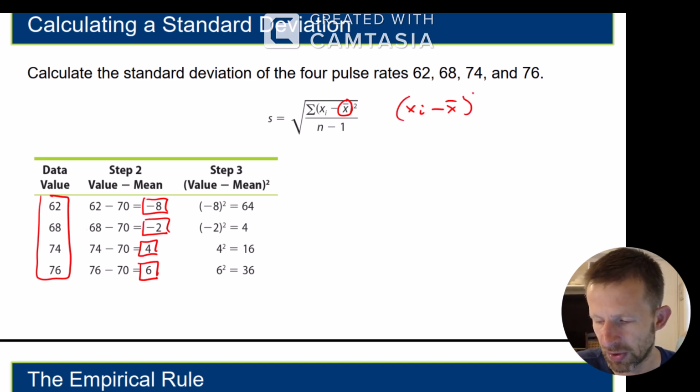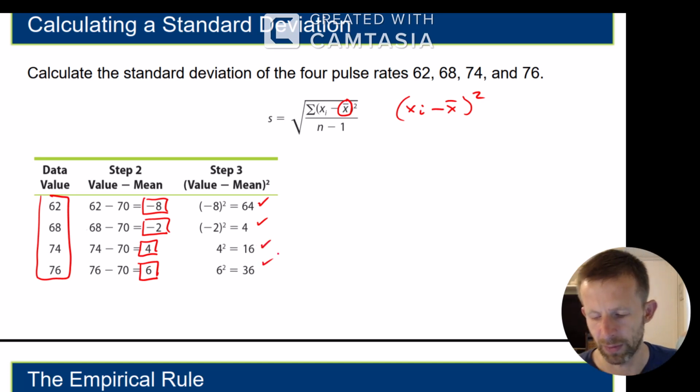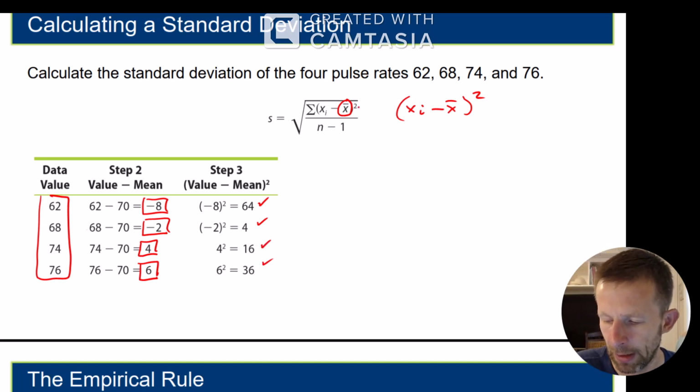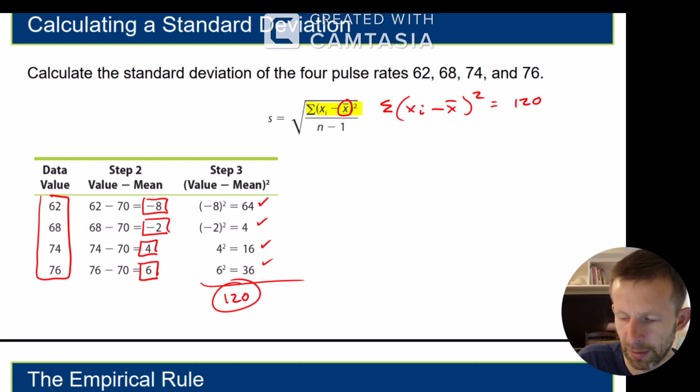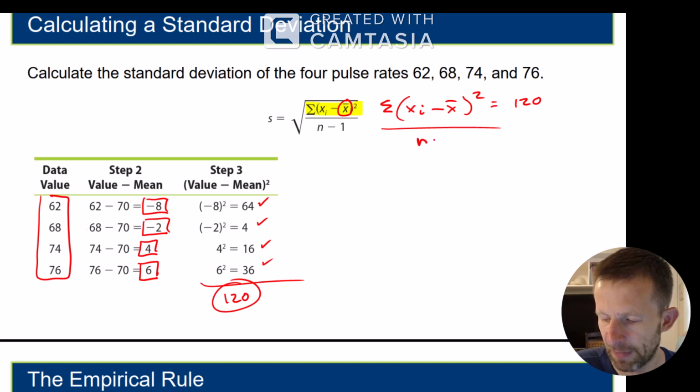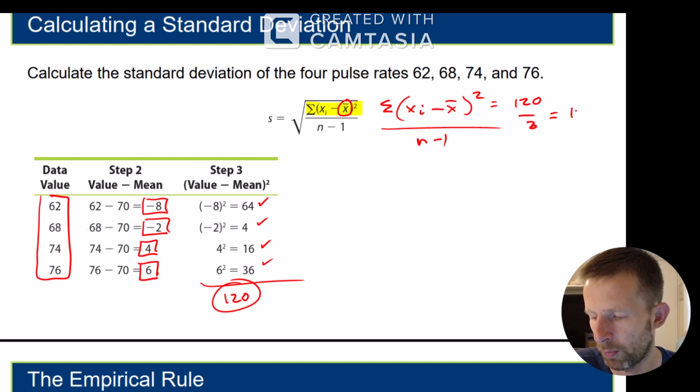Now we're going to square all those. So negative 8 squared, negative 2 squared, 4 squared, and 6 squared gives us that. And I want to find the sum of those squares of differences, which will be 120. All right, so now I've completed this part of the formula. Next, I divide by sample size minus 1. Sample size is 4, minus 1 is 3. So 120 divided by 3 is 40.